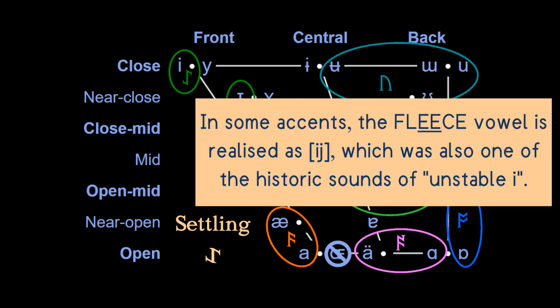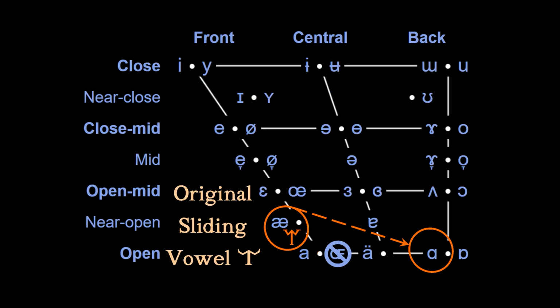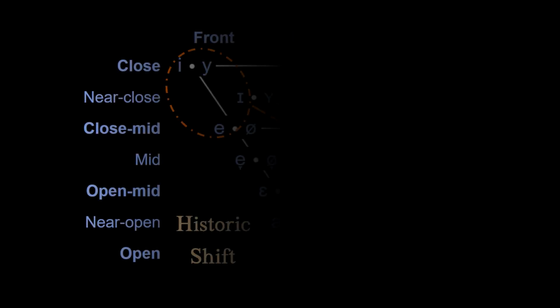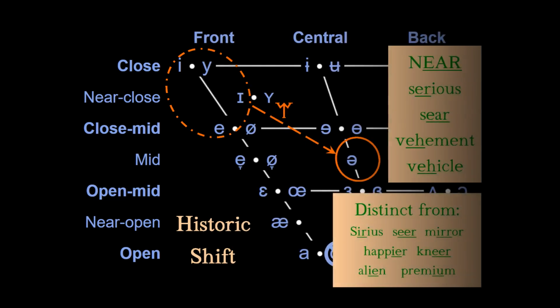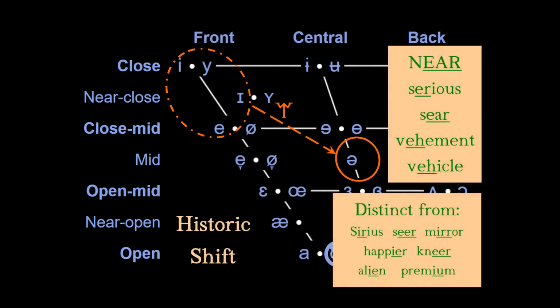In most accents, it's the fleece vowel. Unlike the pure vowels, the original open sliding vowel moved up the vowel space. Nonetheless, it was always historically the sound in the word nēah, which became near. That vowel is almost always followed by R today, but in most accents it still appears non-rhotically in the word vehement.